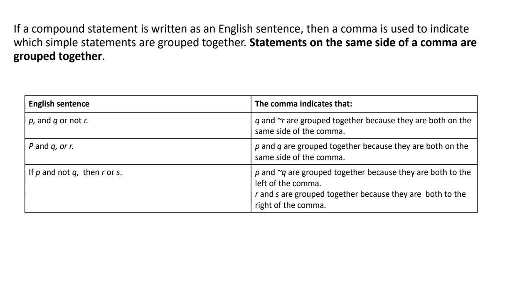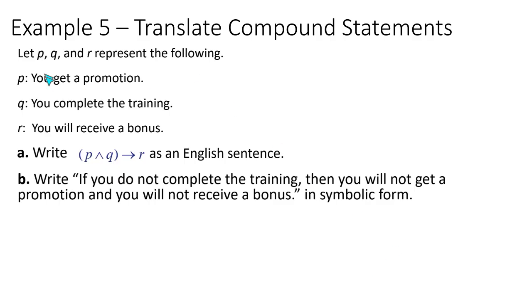And you'll see it here in the next slide. It's a little bit more clear. So let's say P is you get a promotion, Q is you complete the training, R you receive a bonus. It says write this statement as an English sentence. We know that P and Q are together because of the parentheses. So when you write it in an English sentence, you're going to put the comma so that these two are on the left side together. Okay, so you'll see it here.